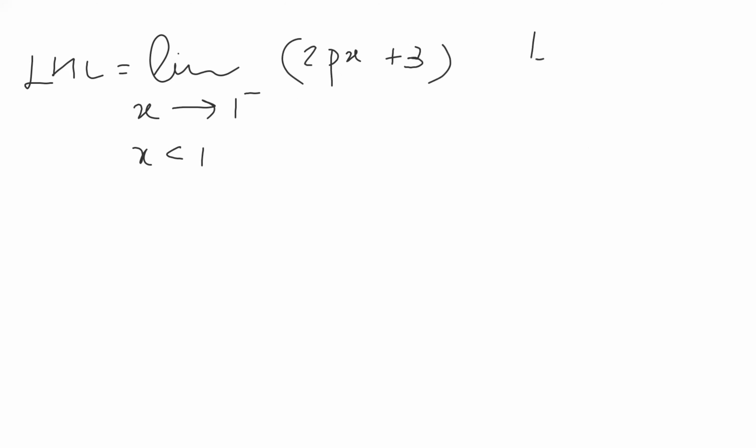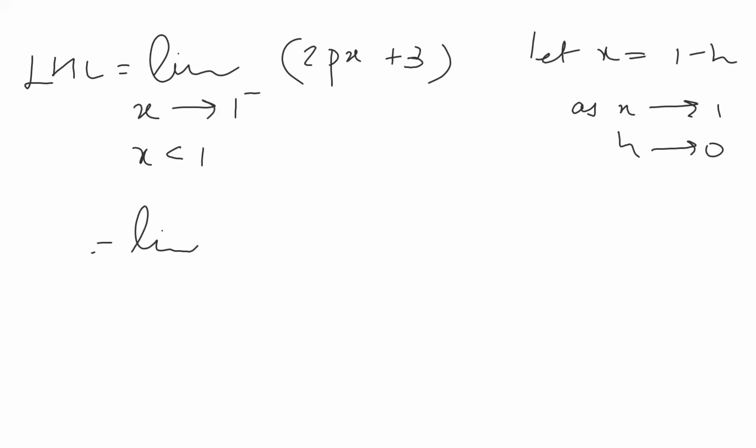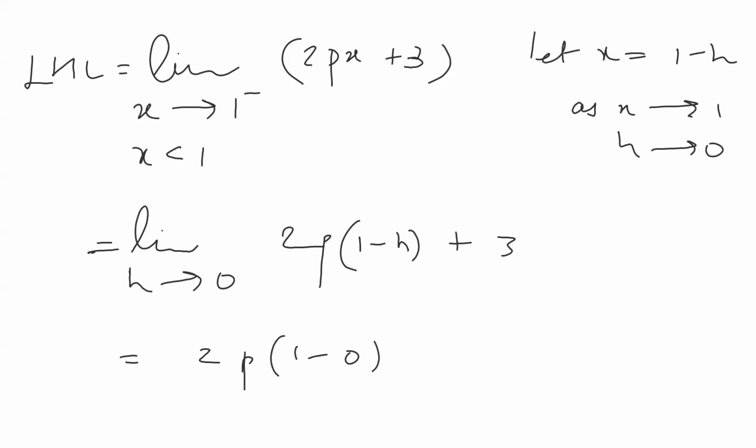Let x is equal to 1 minus h. As x becomes 1, h will become 0. So the limit as h approaches 0 of 2p into 1 minus h plus 3, which is 2p into 1 minus 0 plus 3. The value of h is 0, so this is equal to 2p plus 3. The LHL is 2p plus 3.